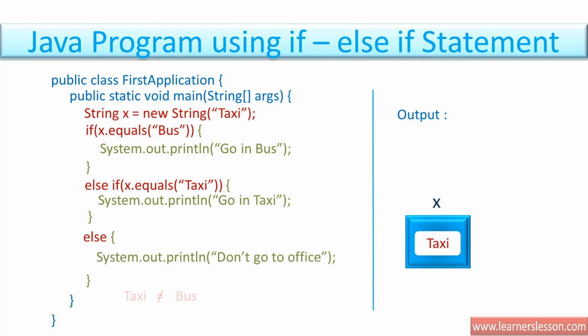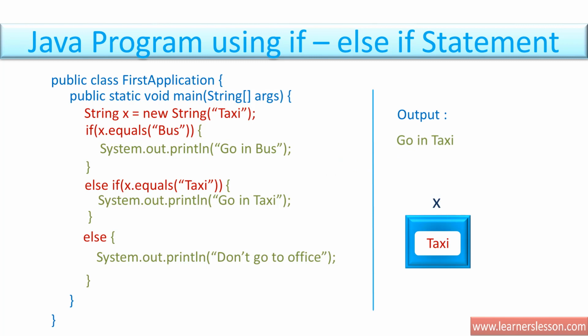So your friend comes to the else if statement. And what is there in else if statement? It's else if x dot equals taxi. Now what is there inside x? There is taxi inside x. And what is there inside the parameters of equals method? It's also taxi. Now this particular condition matches, and system.out.println go in taxi is printed on the screen. In other words, your friend gets a taxi now and he goes in a taxi.